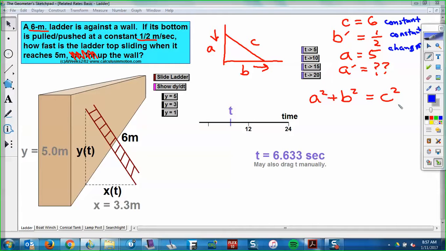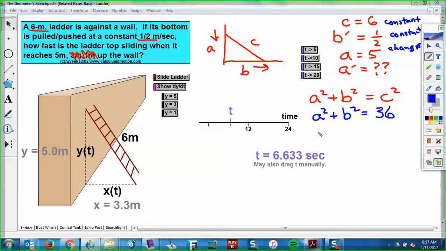Okay, so now what are we ready to do? We're ready to do the derivative with respect to t. What's the derivative of a squared? Oh, wait, no. So what can I plug in? I can plug in my 6, can I? So let's plug in my 6. A squared plus b squared equals 36. Okay, let's plug that in.